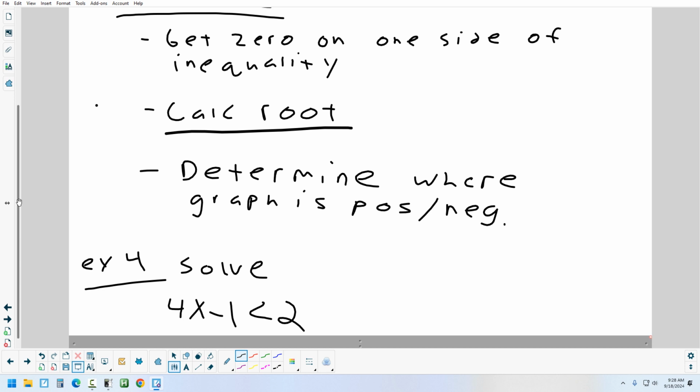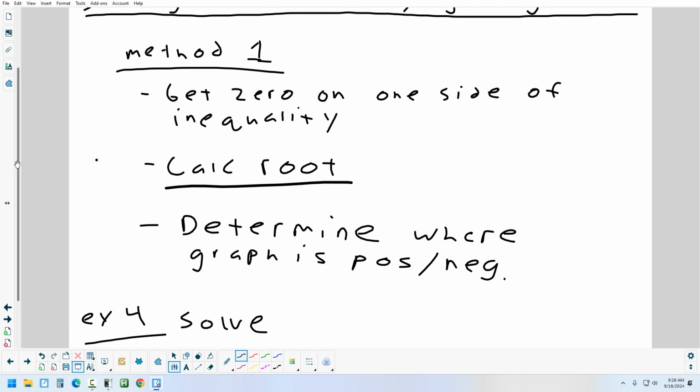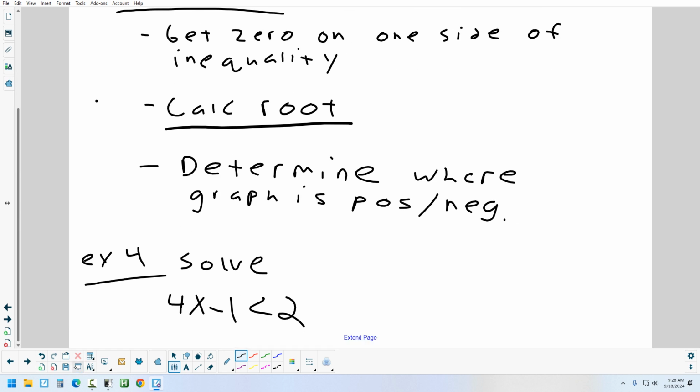Right, so let's try solving 4x minus 1 is less than 2 using method 1. Get 0 on one side of the inequality. When I get 0 on one side, that's going to turn into 4x minus 3 is less than 0. So what I need to do now is graph 4x minus 3, and I want to look where it is below the x-axis. That's what less than 0 means. The y value is less than 0, under the x-axis.